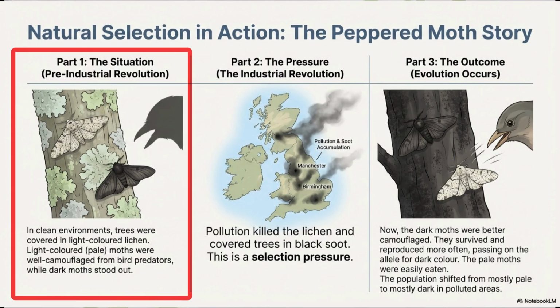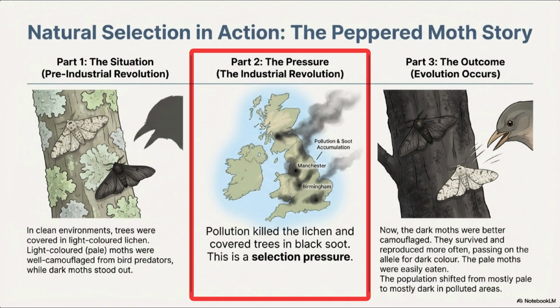Okay, part one, setting the scene. Before the Industrial Revolution hit Britain, the trees were all covered in this pale, blotchy lichen. This was perfect camouflage for the light-colored peppered moths. They blended right in. But there was also a rare, dark version of the moth. And against those light trees, well, they stuck out like a sore thumb for hungry birds.